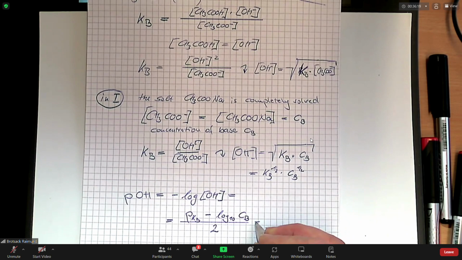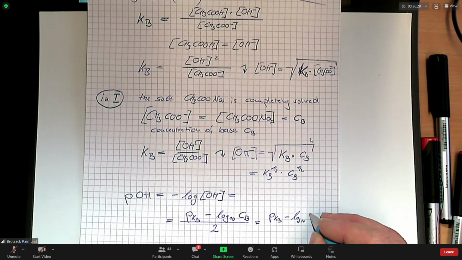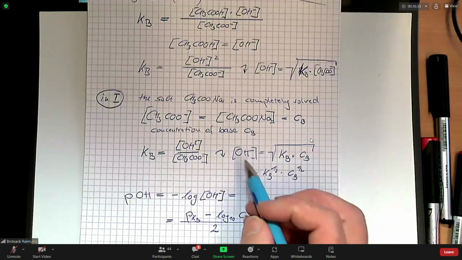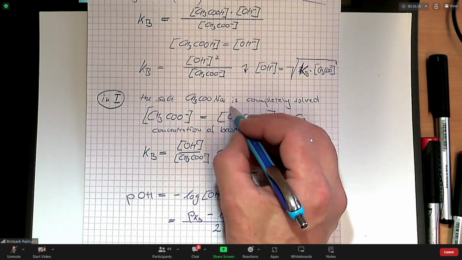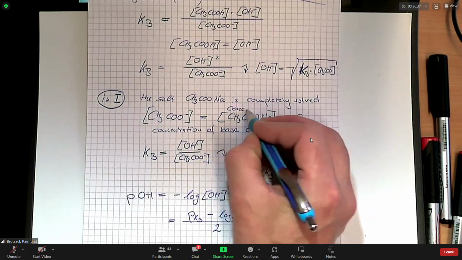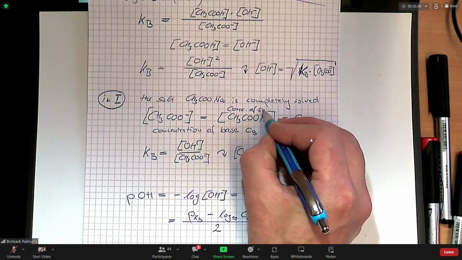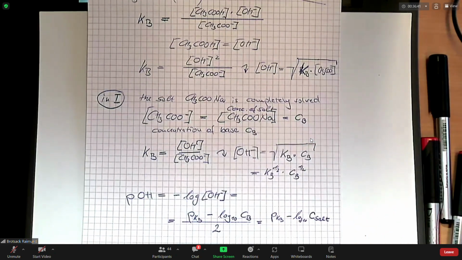So we can say this is pKB minus the log to the base 10 of the concentration of the salt, because this is the concentration of the salt. And that's similar to CB over 2.